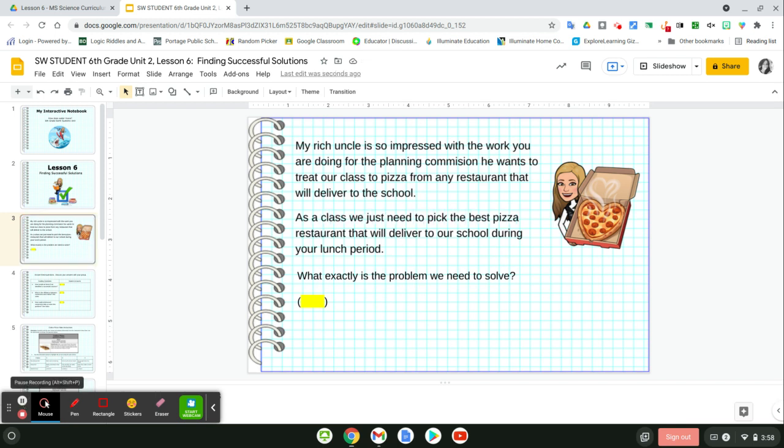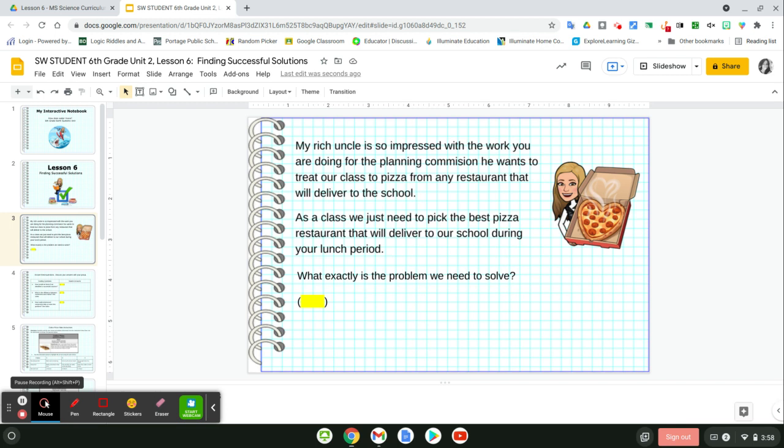Okay, so let's take a look at this scenario. Somebody wants to buy us pizza. We want it delivered to the school, and our class is probably 25 students. So, the problem that we need to solve has something to do with the pizza place. We know that our lunch period is right around 10:15. Okay? It's kind of early for a lot of restaurants. So, is that a problem? Could that be a problem that we would need to solve?